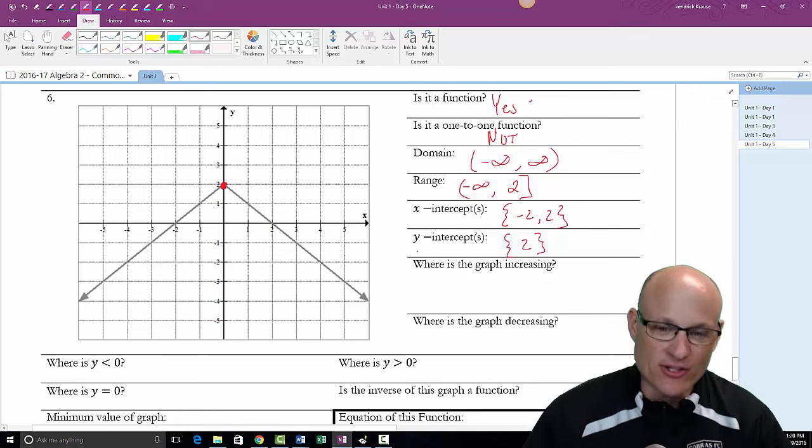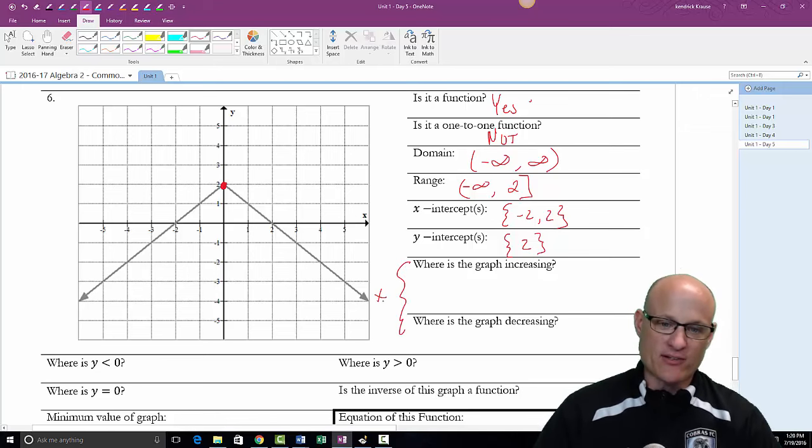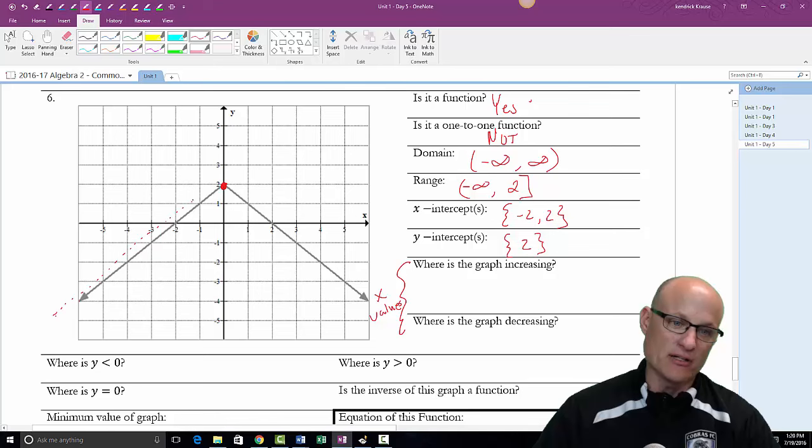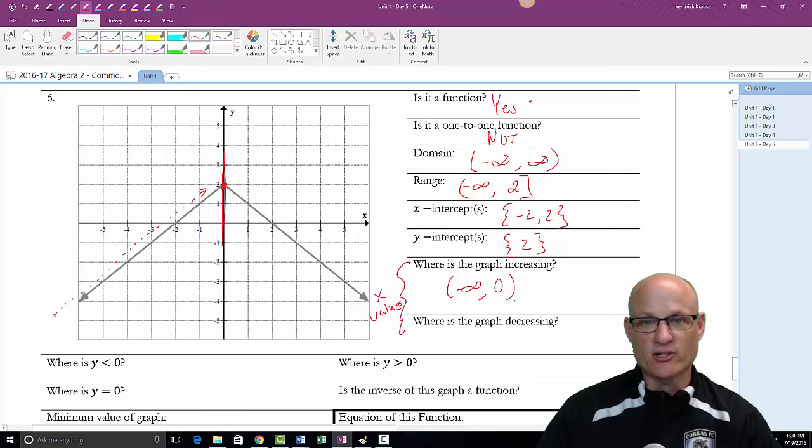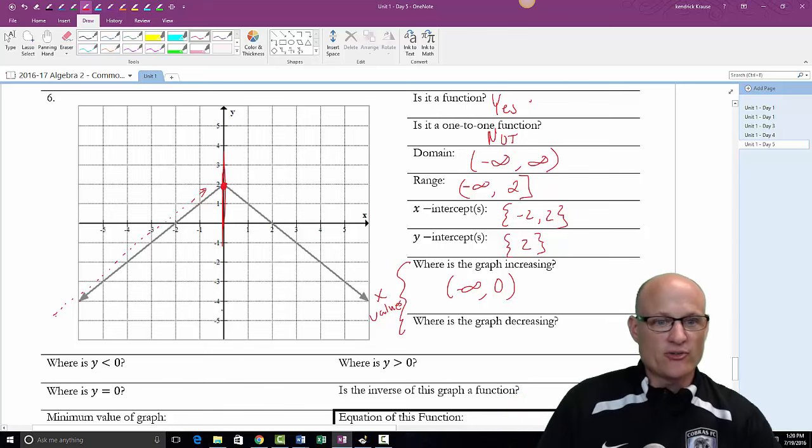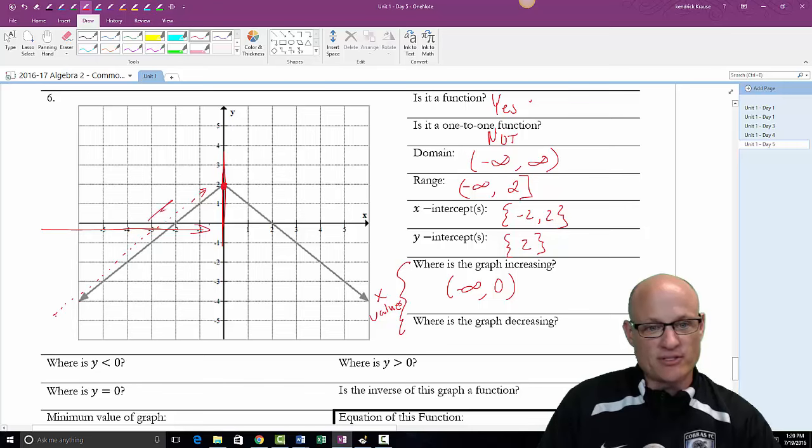Where is the graph increasing? Remember, for these, we're going to use x values. So, increasing. Remember, we're going to read from left to right. As we're going in this direction, it's getting bigger and bigger. So from negative infinity to 0, it's increasing. If I'm reading left to right, it's going up until it gets to this point right here. And at this point, it's going down. So it's decreasing from 0 to positive infinity.